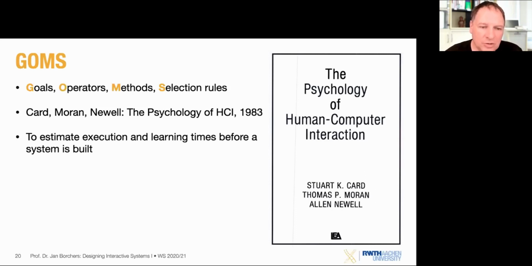So goals, operators, methods, and selection rules are the 4 principal components of GOMS, and that's the name of the system as well. So it's super great, I think they just named it so that students would have an easier time learning it, right? So you know the name GOMS, and this already gives you the 4 letters of the 4 big parts that are part of GOMS that you should know about. It helps you estimate the execution times and learning times before a system is built.